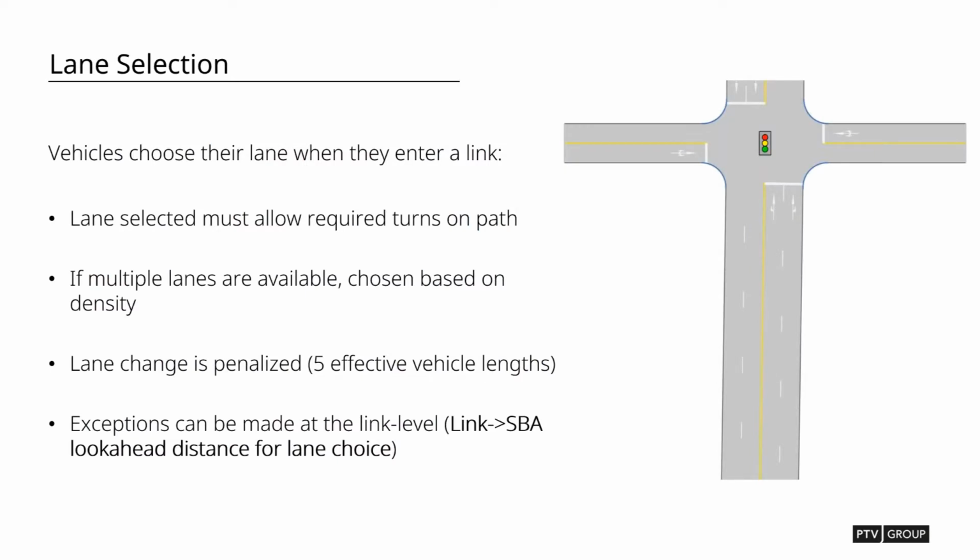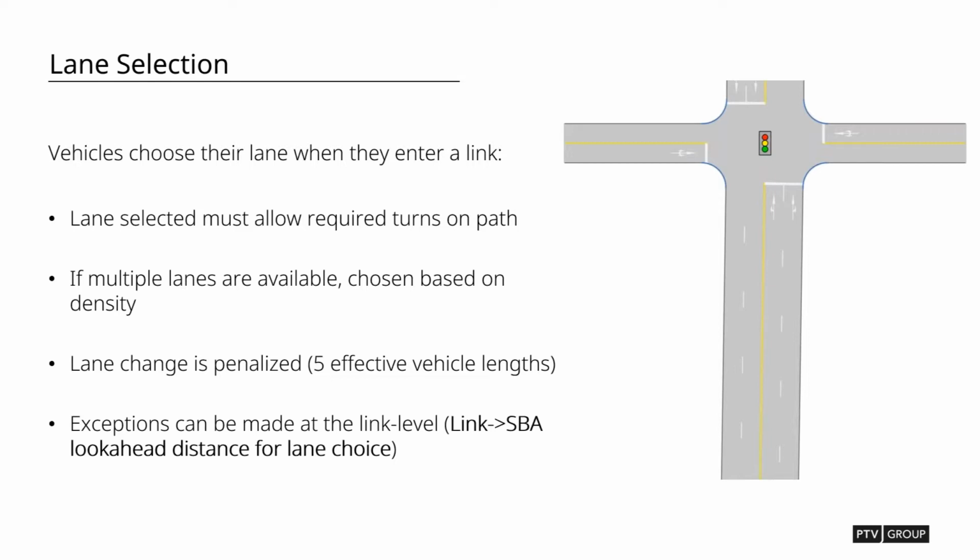There's also a simplified lane selection model. Whenever a vehicle enters a link, it has to choose which lane it's going to travel in if there are multiple lanes available. So there's no lane changing going on in between or on a link.